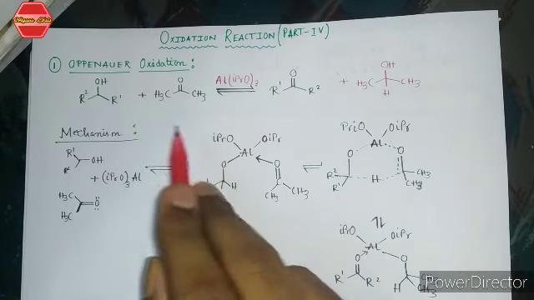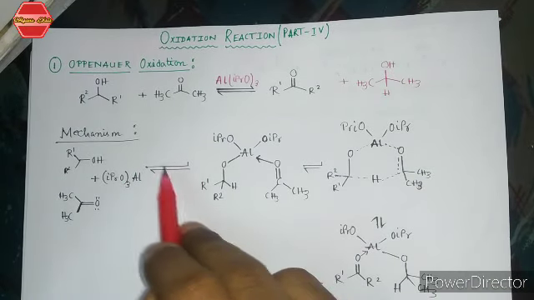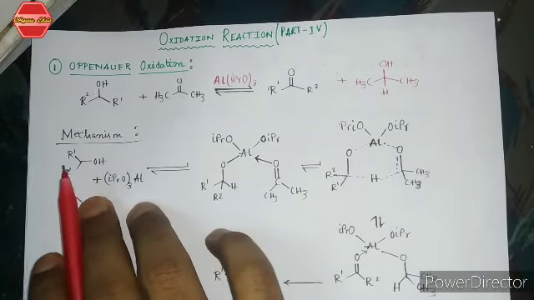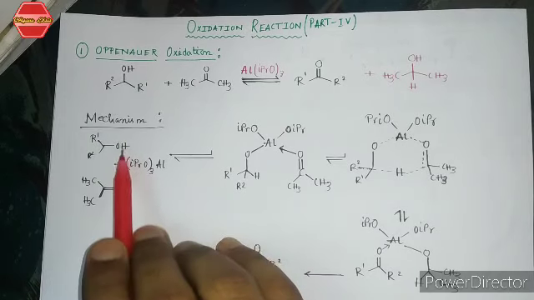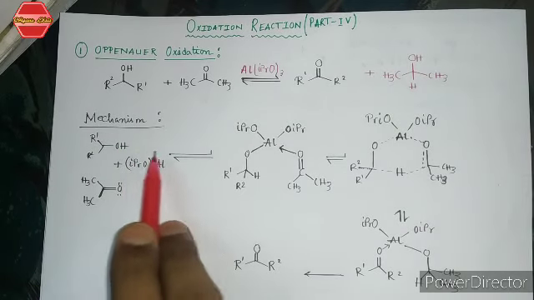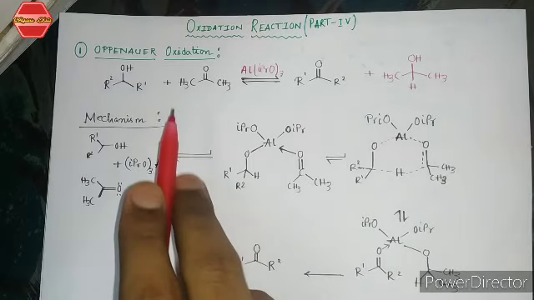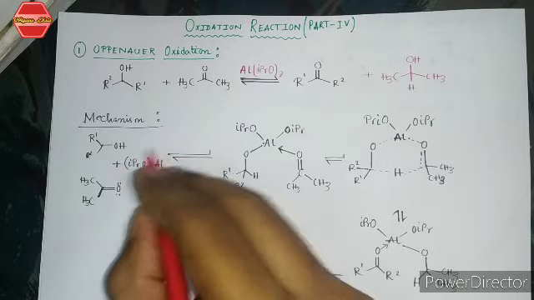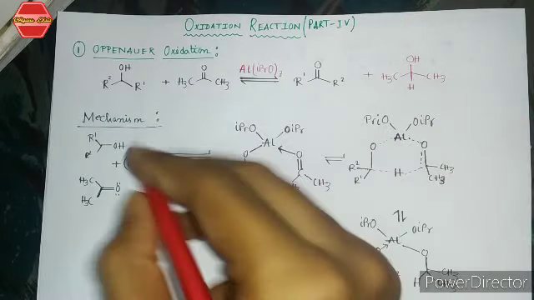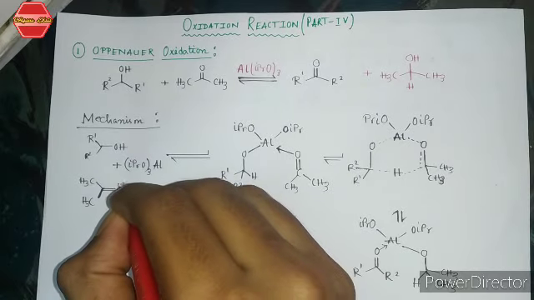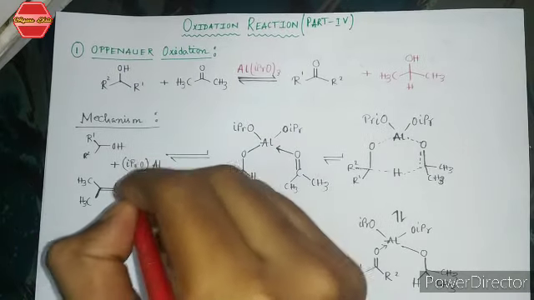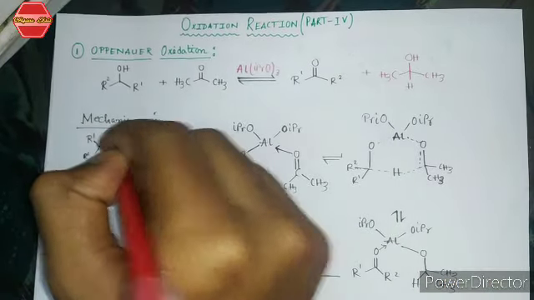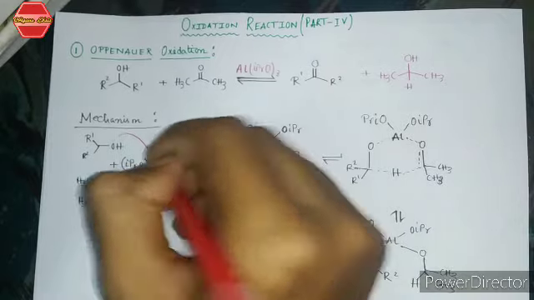You can see here, in the mechanism I have written, there is a reversible sign. This is all a reversible process. Now let's have a look at the mechanism. This is your 2 degree alcohol, and you put in the reagent aluminium isopropoxide and the acetone. Acetone basically activates the aluminium isopropoxide. How does it activate? The oxygen has a lone pair of electrons, and this lone pair attacks the aluminium center.